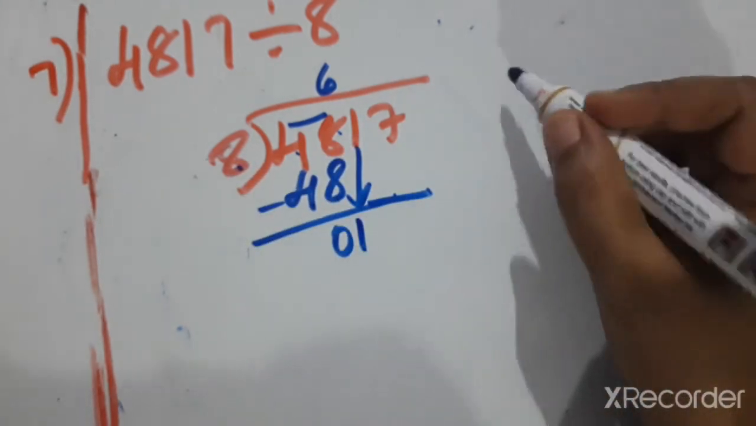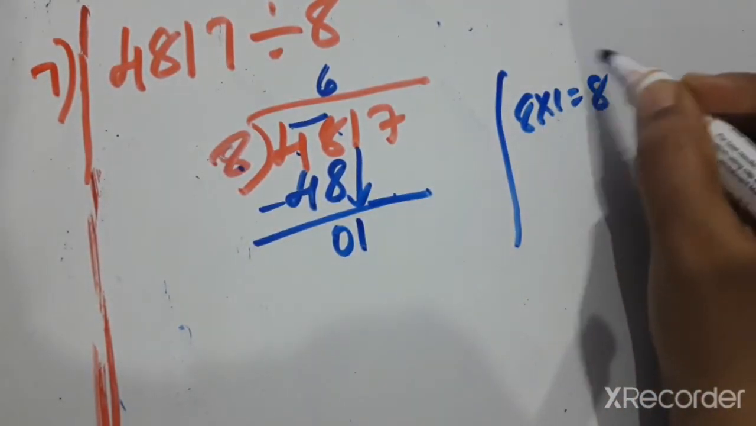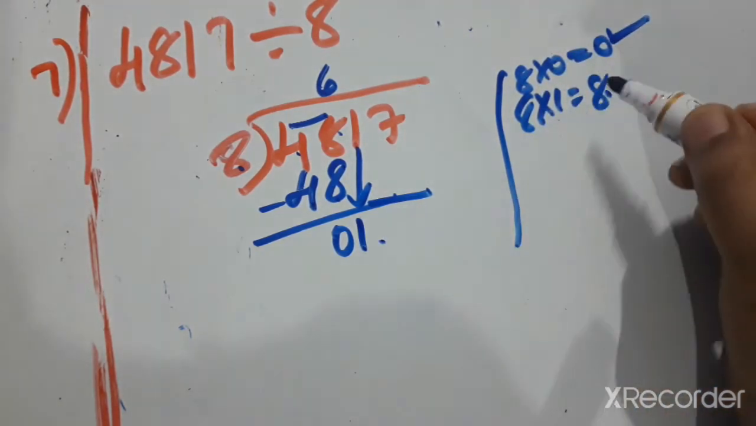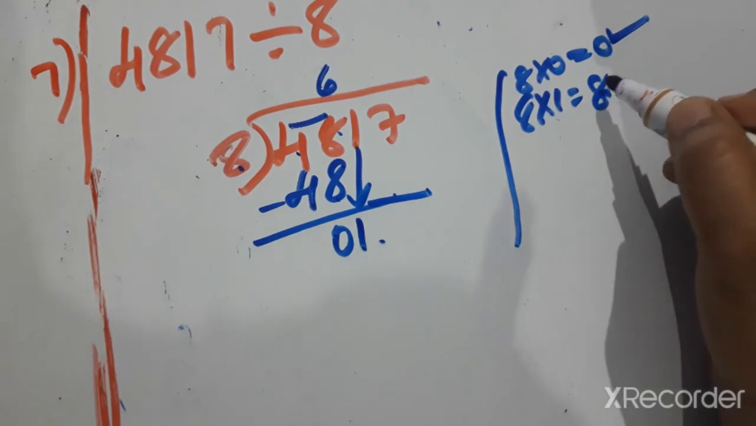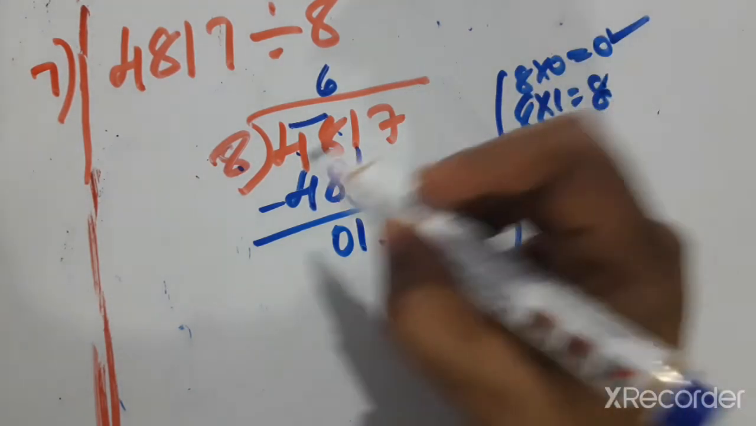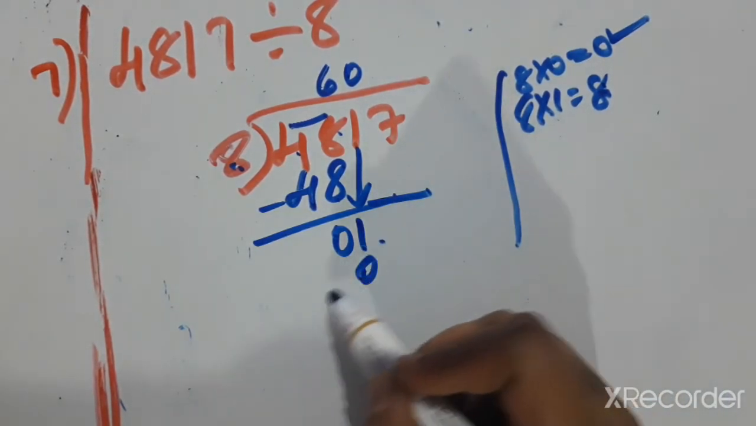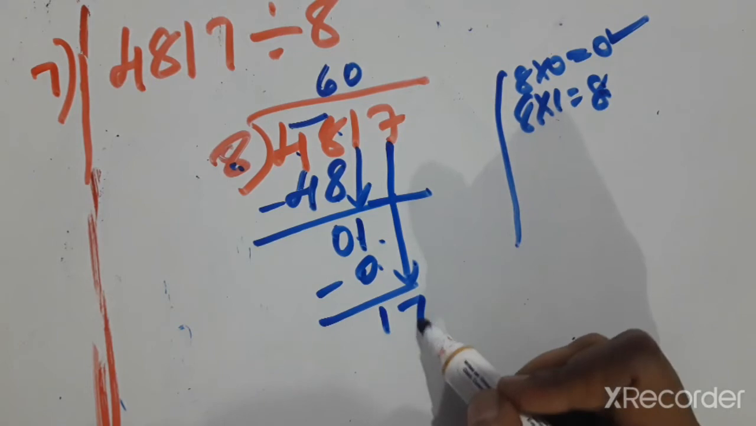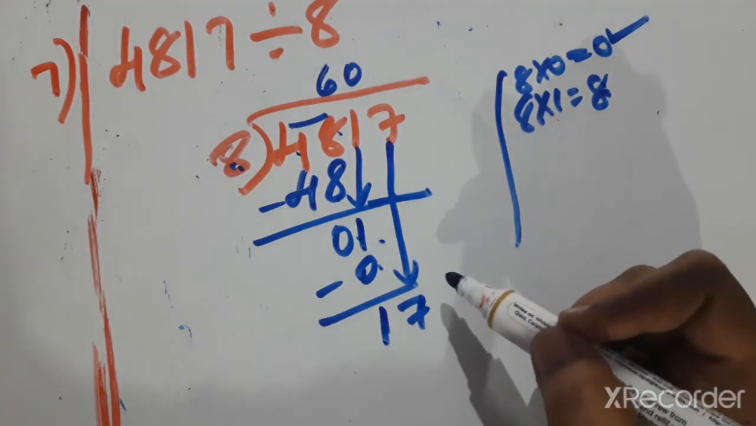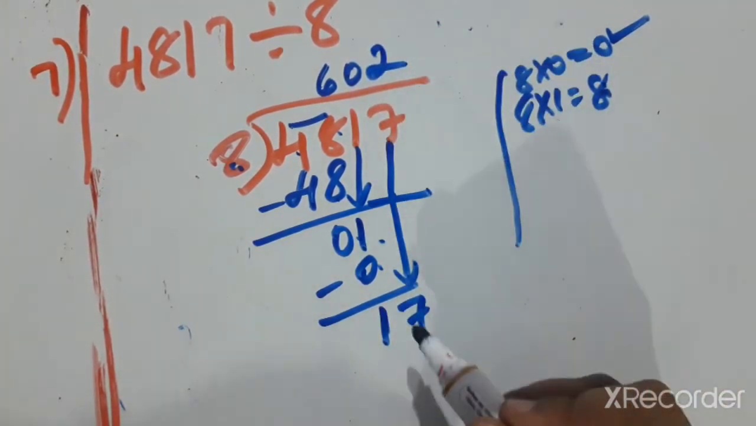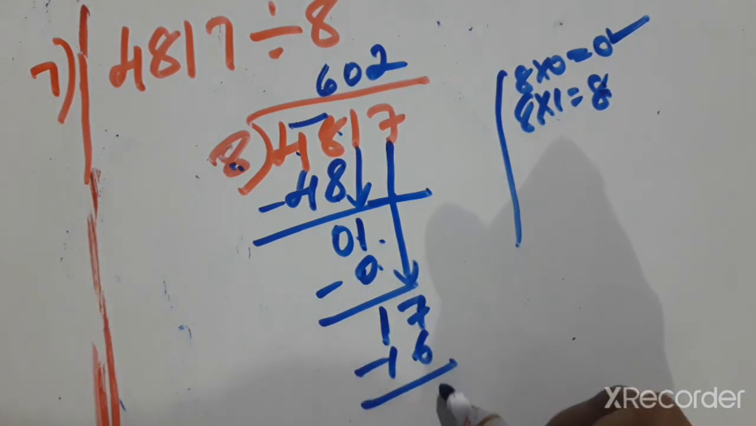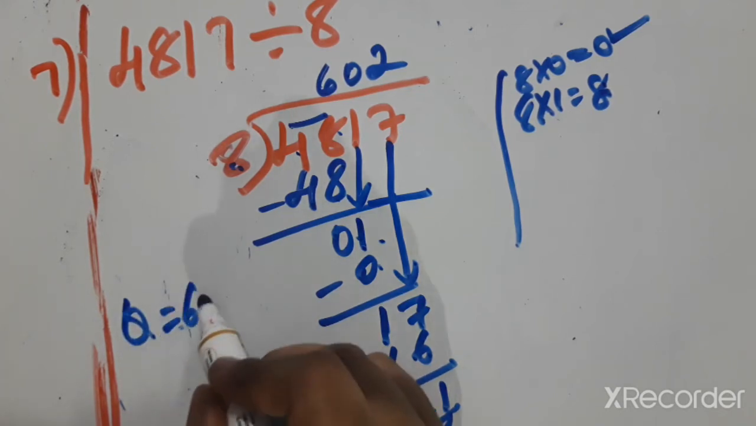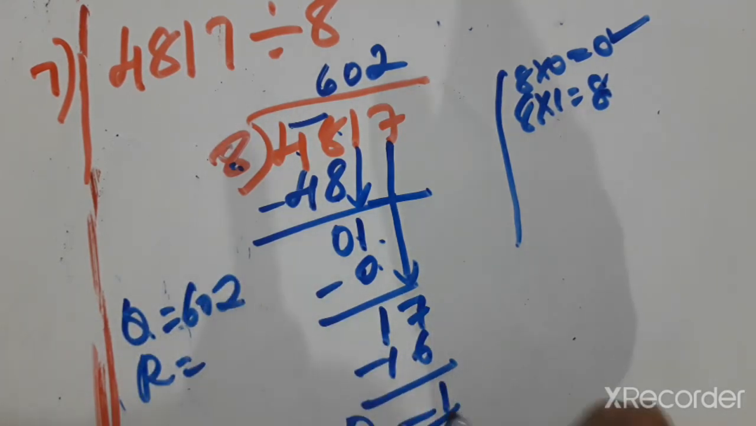8 how much? Nearer to 1. 8 ones are 8, then 8 zeros are 0. This is a nearer one. 8 is greater than this. We want a nearer one, not a greater one, or exact or equal to. So 8 zeros are 0. Minus means 1 minus 0 is 1. Bring now one number down, 17. 8 how much? Nearer to 17. 8 2s are 16, that is a nearer one. 17 minus 16 is 1, a remainder. Now quotient is 602 and remainder is 1.